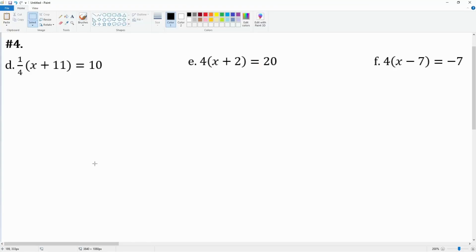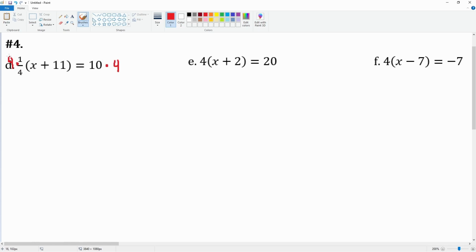Number 4, but this time we're going to do D, E, and F. There's this 1/4 in front of that parentheses. While we can distribute, it is better for us to get rid of it because we're trying to solve. So how do we get rid of a divide by 4? Well, I'm trying to create the number 1, so I'm going to multiply by 4 to both sides.